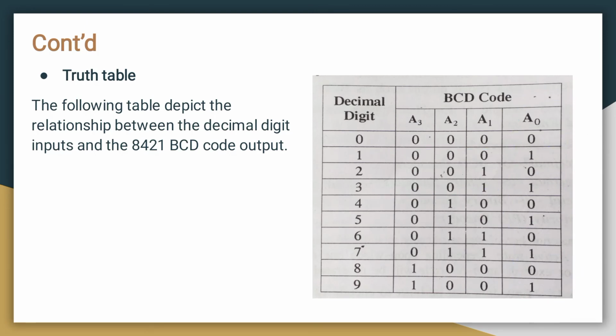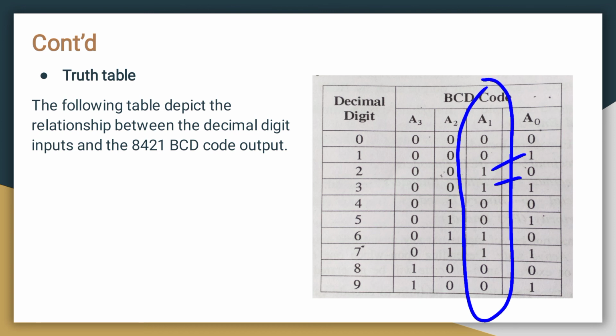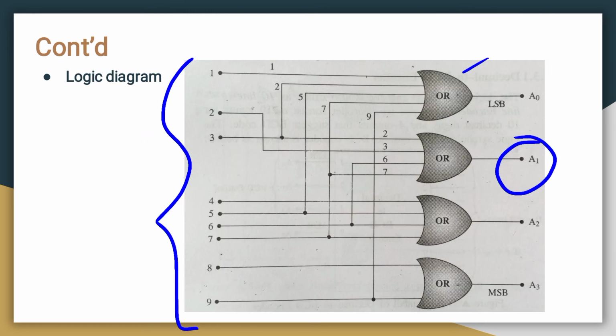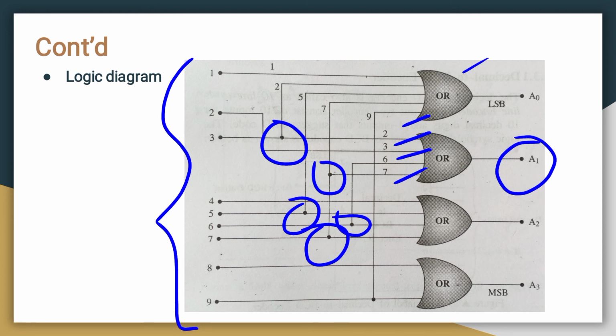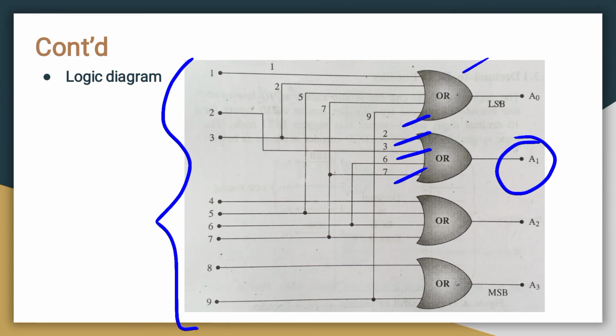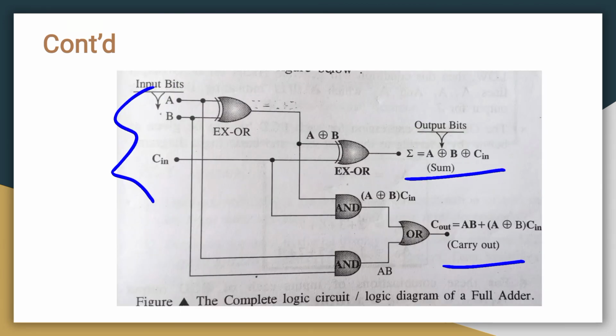For A1, 2, 3, 6, 7. So when you are writing the lines, don't take a cross. When you are taking the joint of the line or the subsection of the line, make a sense of connectivity, that is a dot. See here, where you are going to take a subsection of the line, there is a dot. Okay, so this is about A1.